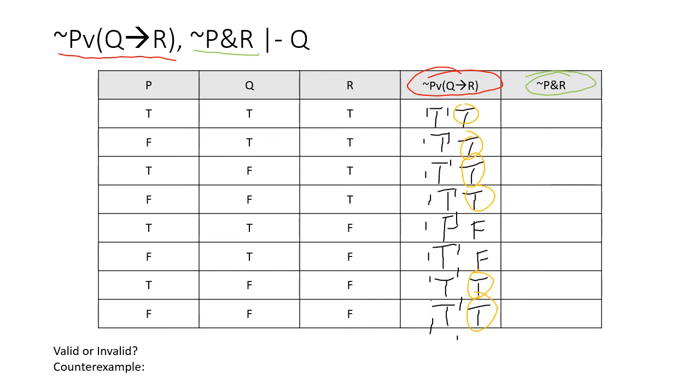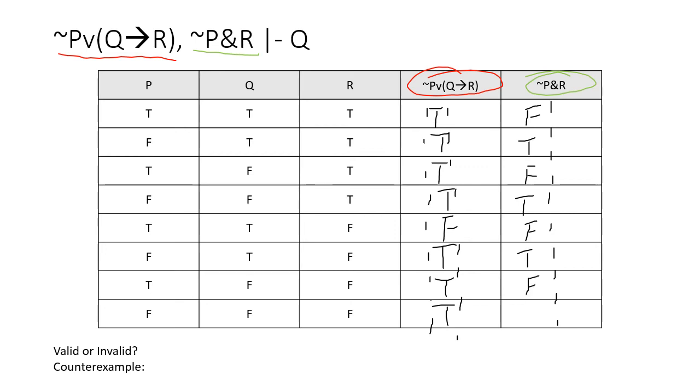Erase all this stuff here. Don't need it anymore. Get rid of some of these lines so then we don't get confused. Then we can move over to our second premise. So there are two operators here. Tilde is just functioning over the P, so we got to do that one first. And then we need to do the ampersand with R, so we'll ignore those.